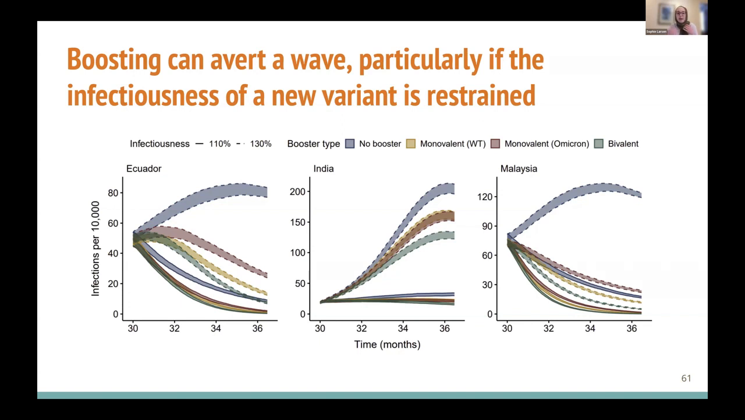And so again, in Ecuador and Malaysia, we can almost even get ahead of the wave if we implement boosters, no matter what booster we're implementing. In India, in a 130% infectiousness scenario, we're still going to get a wave regardless of whether we implement a booster.